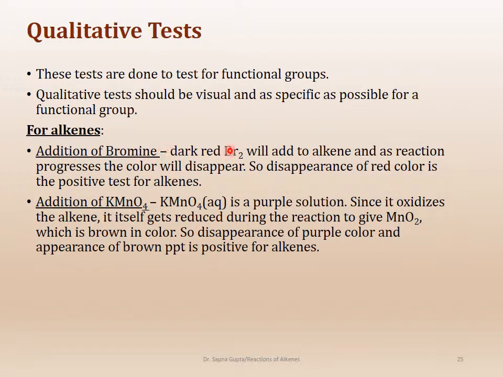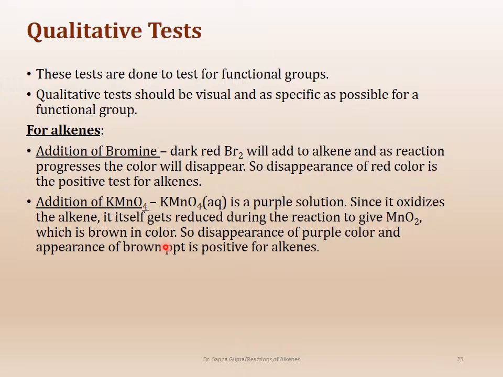So bromine is a dark colored liquid, and when you add that to the alkene, the bromine will add to the alkene. If it is adding to the alkene, the bromine is disappearing, which means that the dark color of bromine is disappearing. So if the bromine color disappears, then you have an alkene. That is your positive qual test for an alkene, that there is disappearance of the red color.